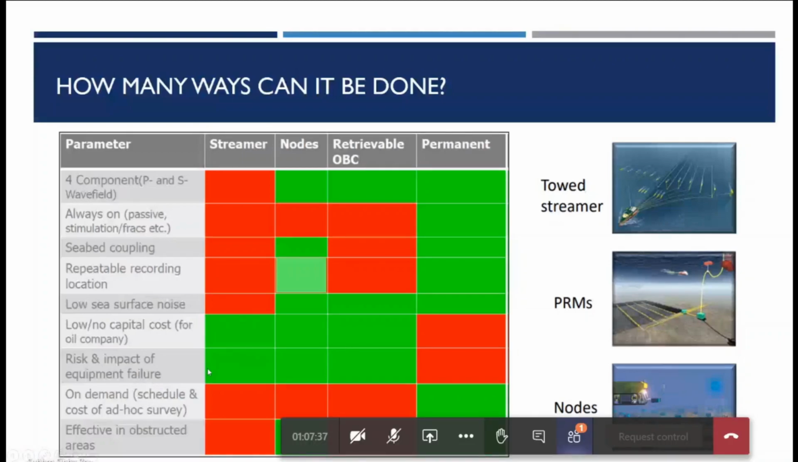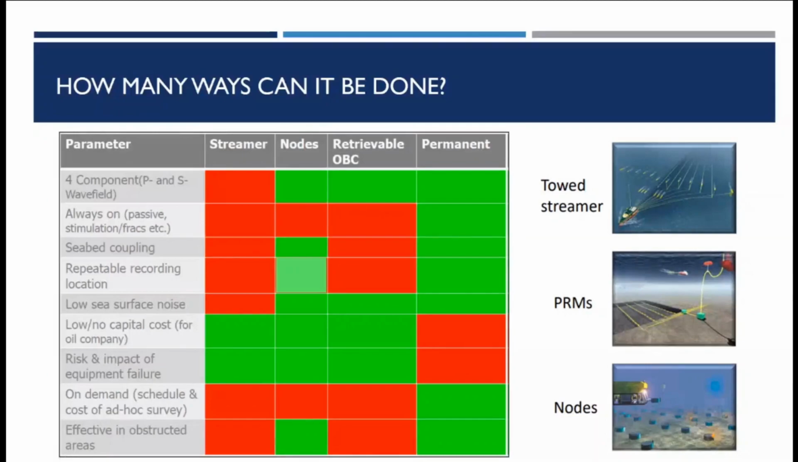When it comes to the risk of equipment failure, permanent, since you have invested your money and put it onto the seafloor, you expect it to work for 20, 25 years, there is a bigger risk because you have invested upfront and it might go bad, and then you spend a lot of money to repair it.